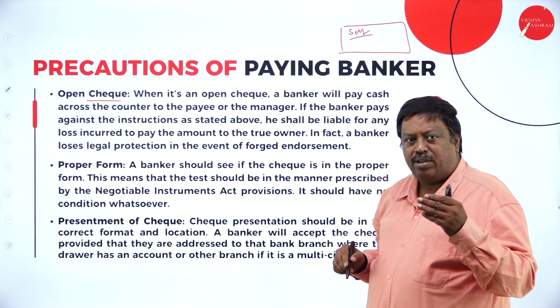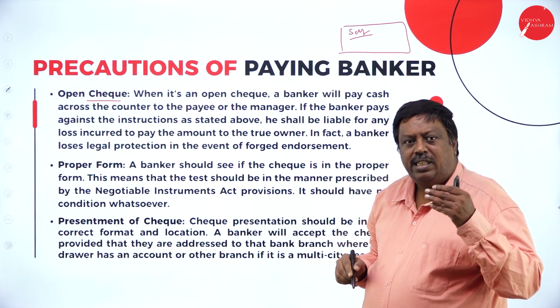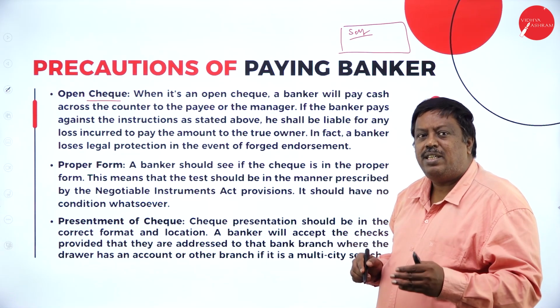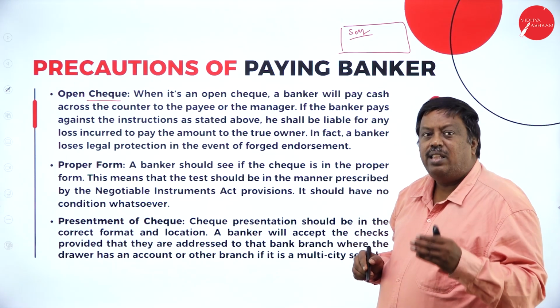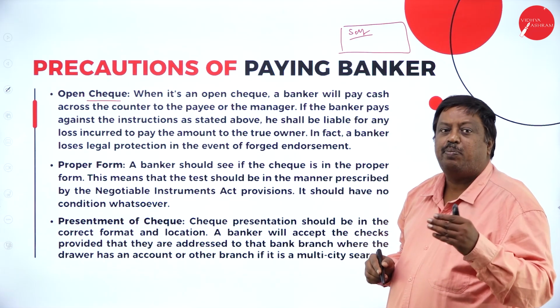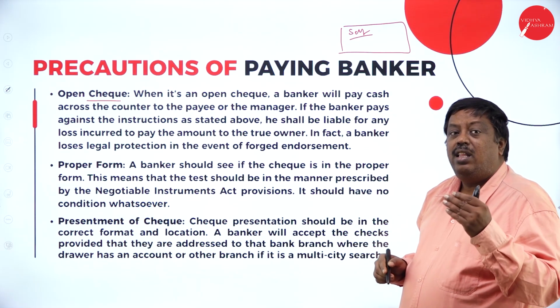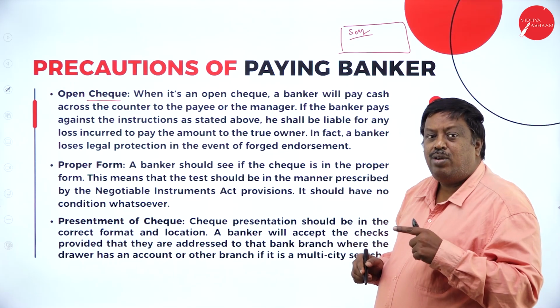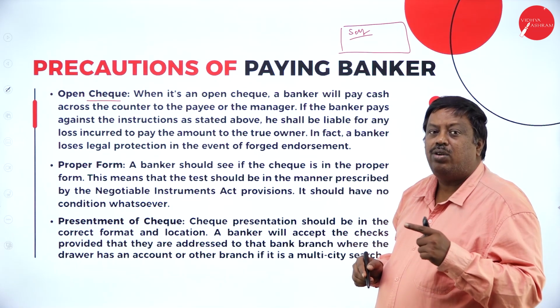If the name has been written on the check, the person who has presented the check, they have to collect the documents or verify the documents of the person who has presented the check. Then only they have to make the payment. That's the first precaution. And the second one, the paying banker has to check whether this check belongs to the right customer or not.